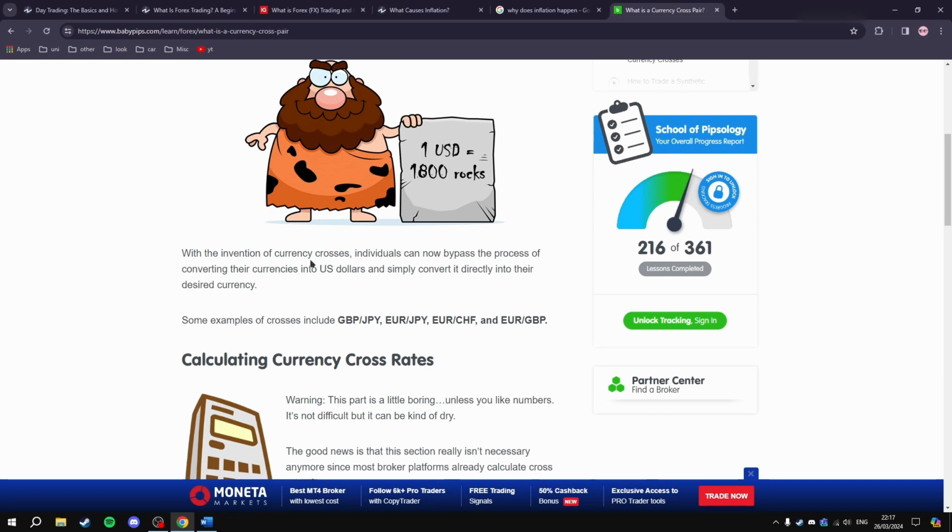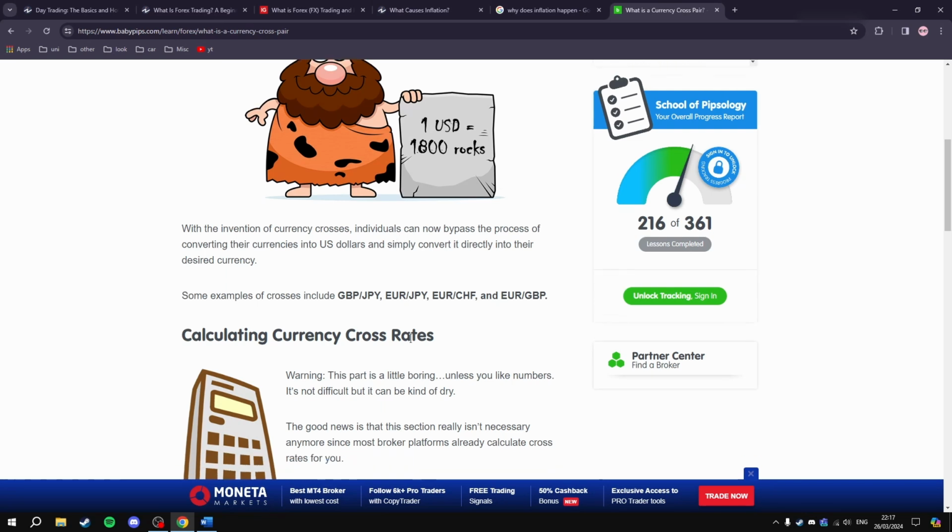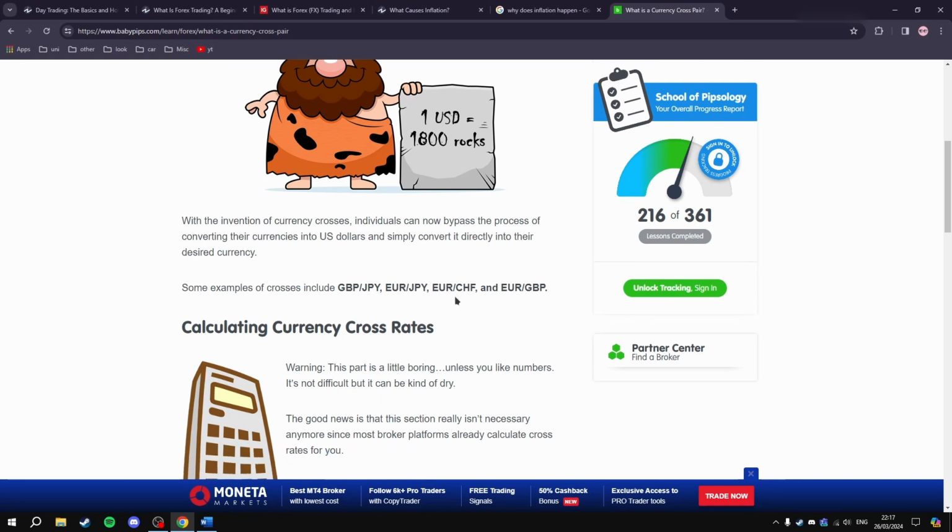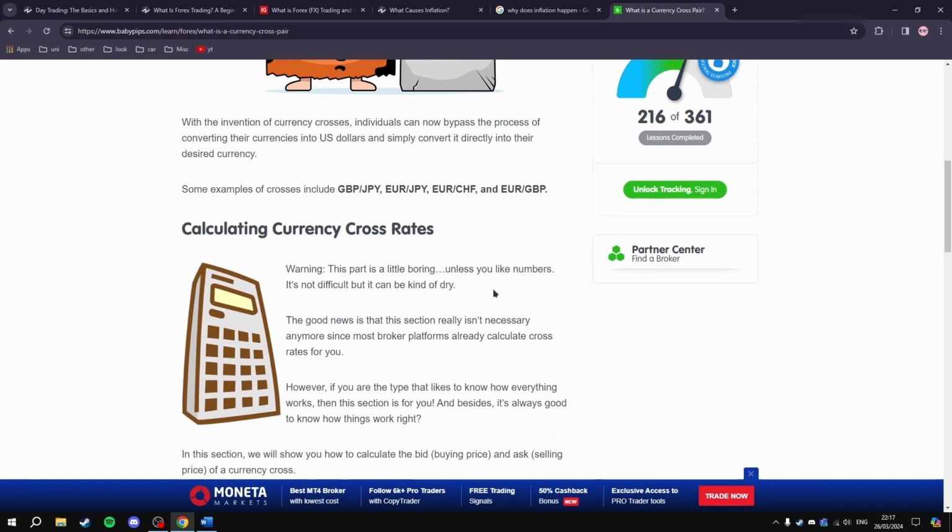With the invention of currency crosses, individuals can now bypass the process of converting their currencies into US dollars and simply convert directly into their desired currency. Some examples of crosses include GBP/JPY, EUR/JPY, EUR/CHF, and EUR/GBP.